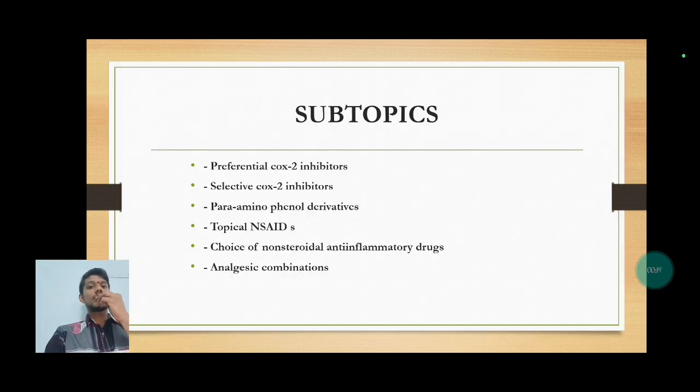These are the subtopics of today's lecture: first, preferential COX-2 inhibitors; second, selective COX-2 inhibitors; third, para-amino phenol derivatives; fourth, topical NSAIDs; then the choice of non-steroidal anti-inflammatory drugs; and then analgesic combinations. So let us start with the lecture.